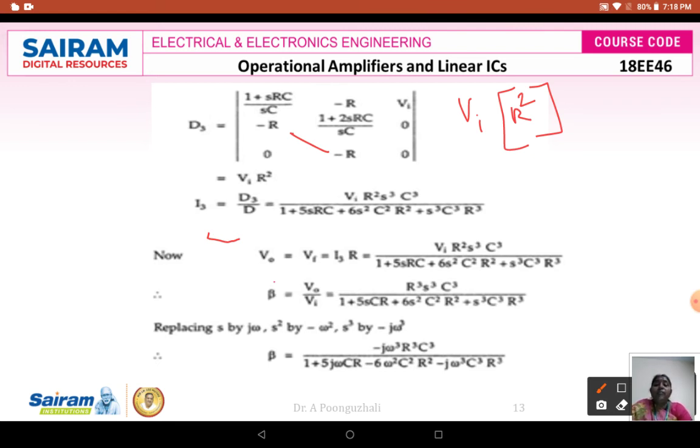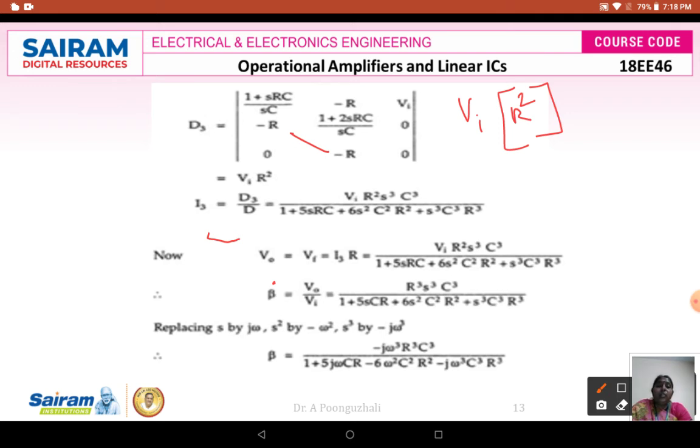Now we know that V naught is equivalent to Vf. What is Vf? The drop across the resistance, that is I3 into R. What is I3? I3 is Vi into R square s cube C cube by, in this case, this denominator is going to come as such there. So into R, R is going to be multiplied, you are going to have your R cube there.